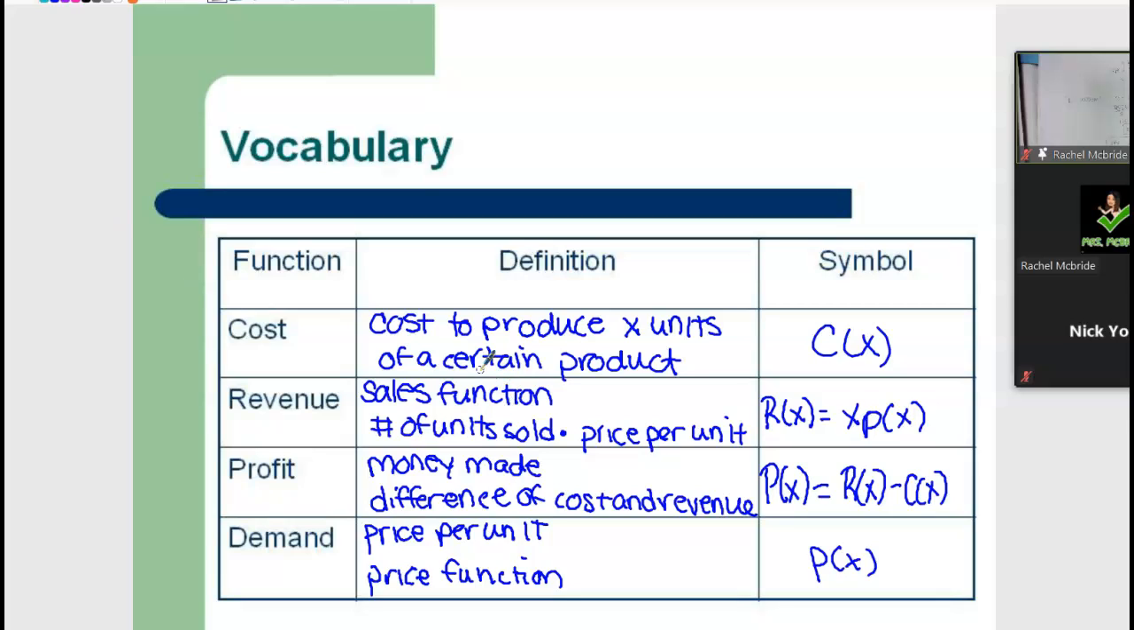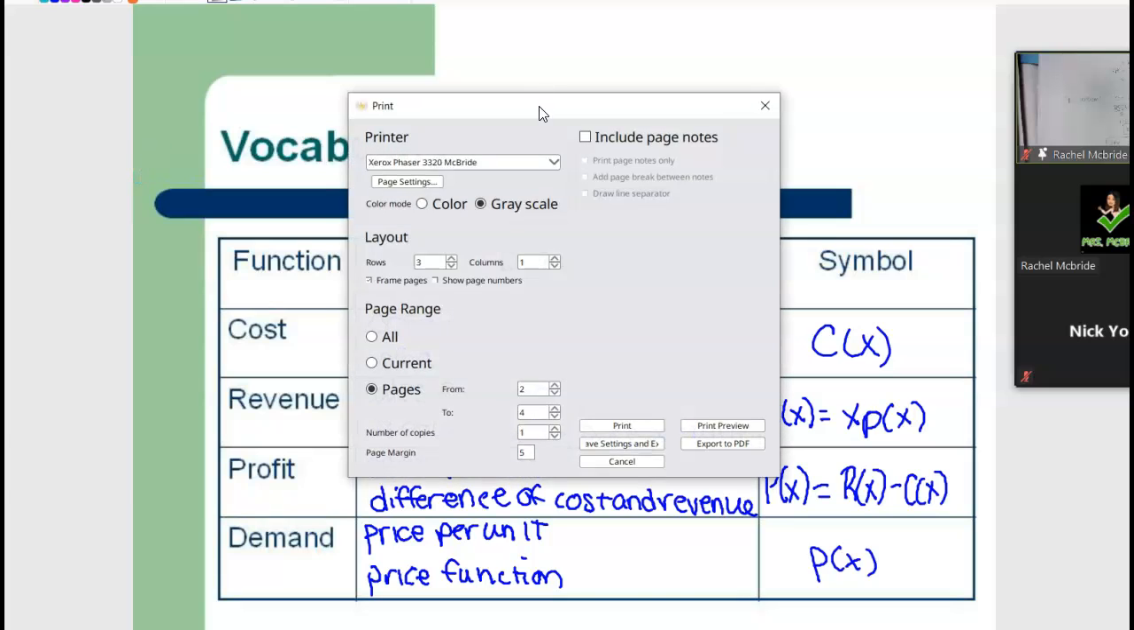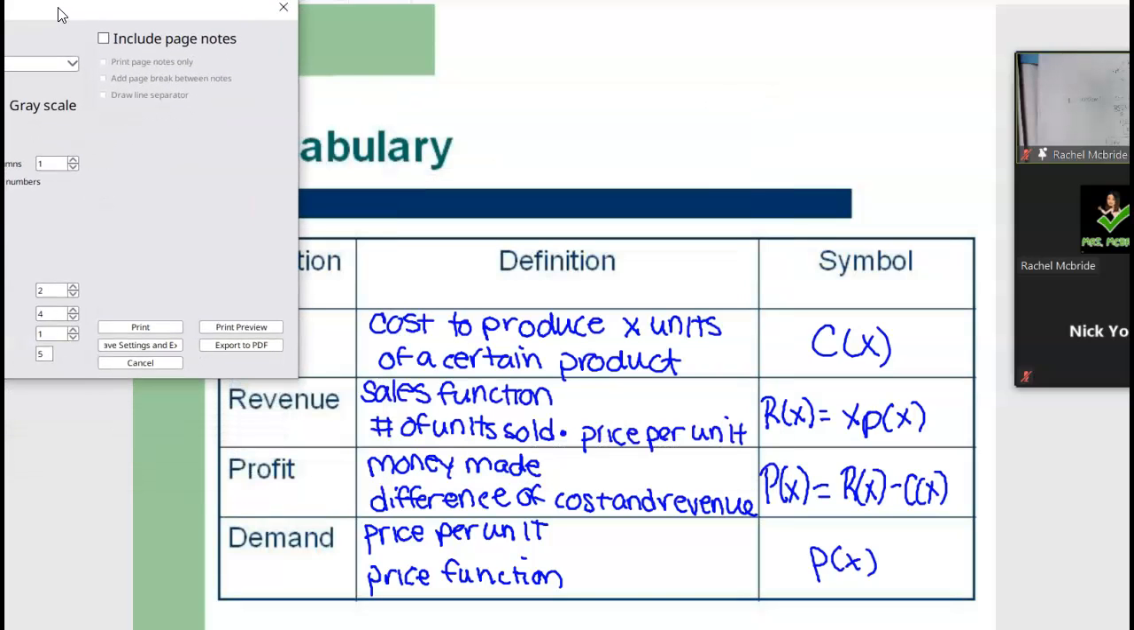But cost is the amount it takes to produce X units of a product. We use C of X to relate cost. The sales of a function. The sales are the amount of material needed. So that's the amount of the material needed.